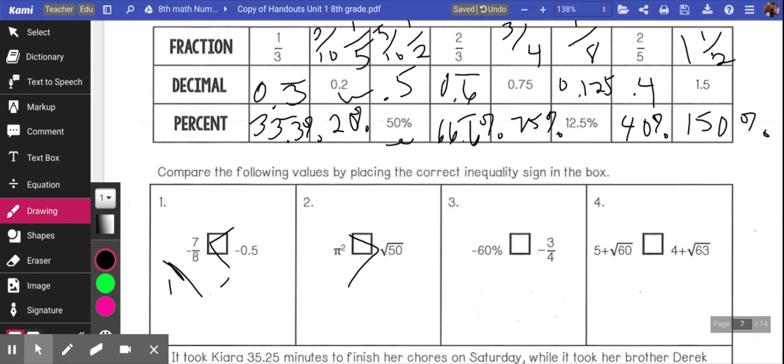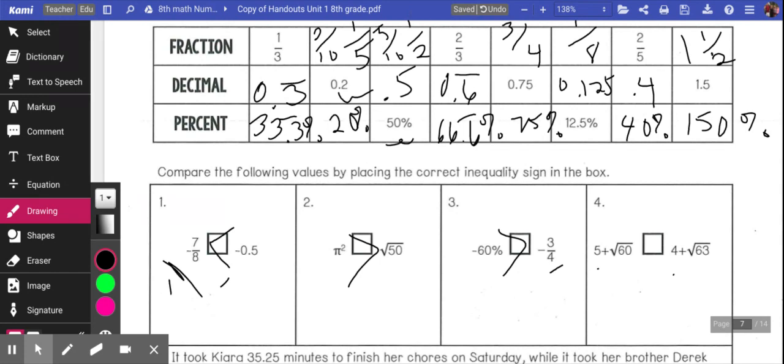So again, I always find the bigger one. So I know this is 75%. But since it's negative, we do the opposite. So that one's bigger. Okay, this one, you can't just go by that the 5 is bigger than the 4. You also need to look at the square root. And so they're pretty close.